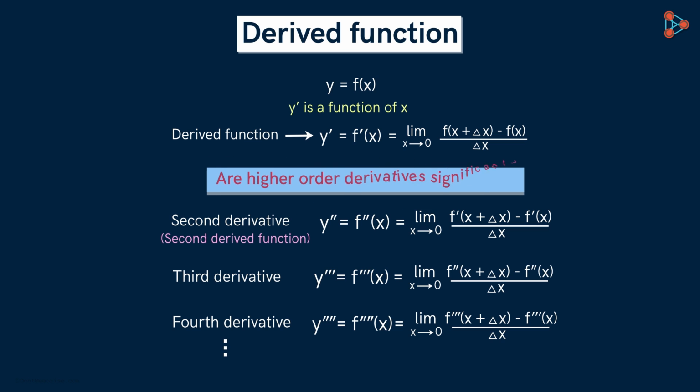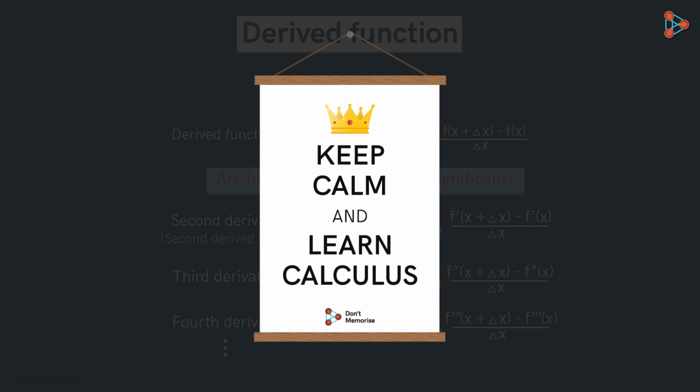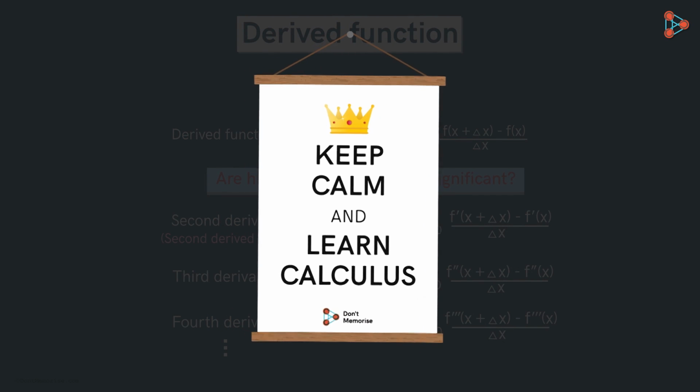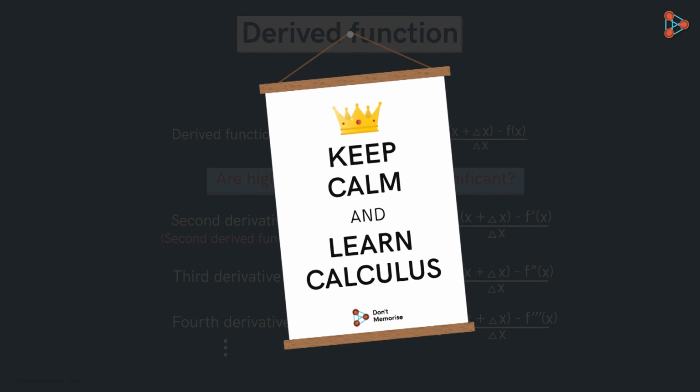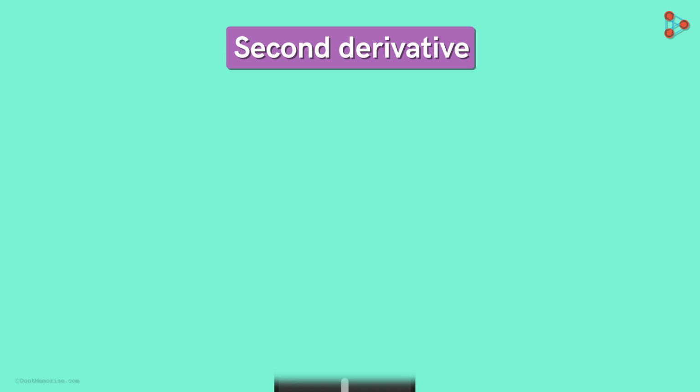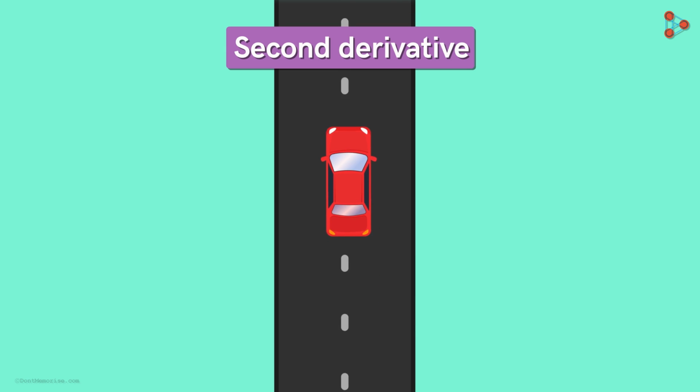Do they have any significance? Well, as we look at advanced topics of calculus, we will understand why the higher order derivatives are significant. For now, let's look at an example and understand the importance of the second derivative. Consider this object in motion.